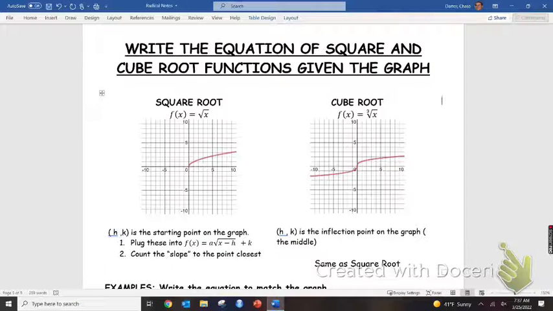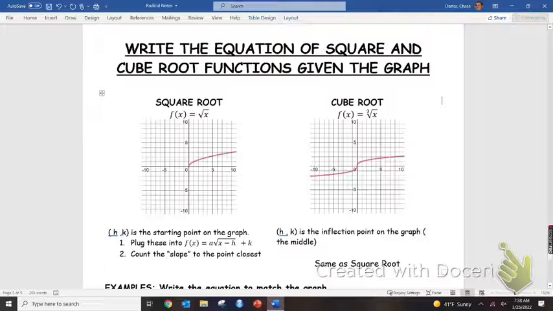So in this video we're going to write the equation of both square root and cube root functions given the graph. The past couple of days in class I've given you the equation, and I've asked you to graph the equation that I provide. This is just the opposite. I'm going to give you the graph and I'm going to ask you to write the equation. We're going to do square root and we're also going to do cube root.